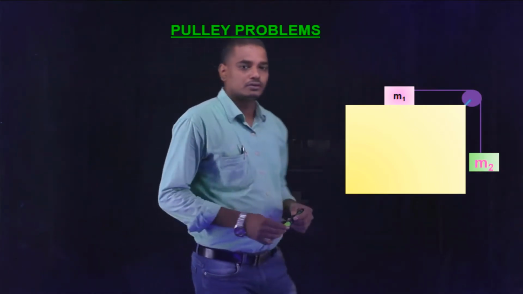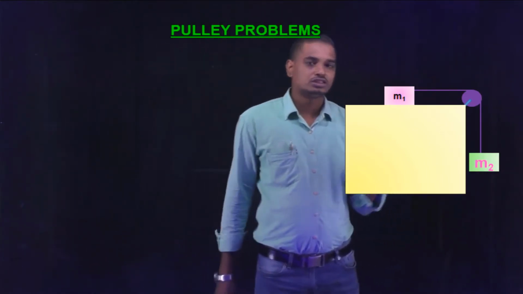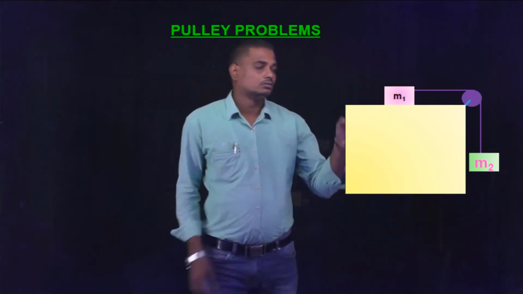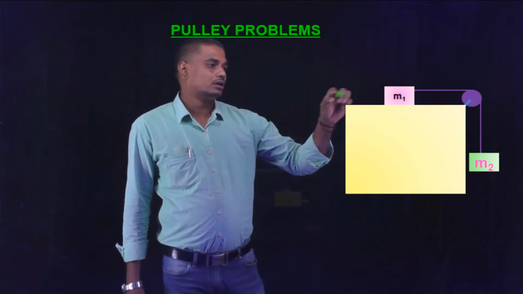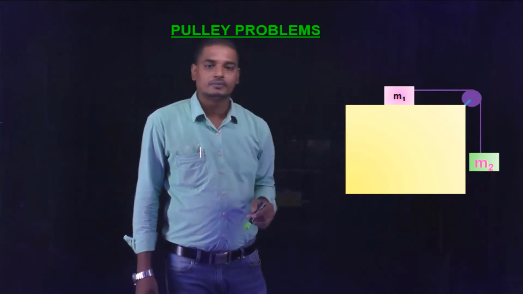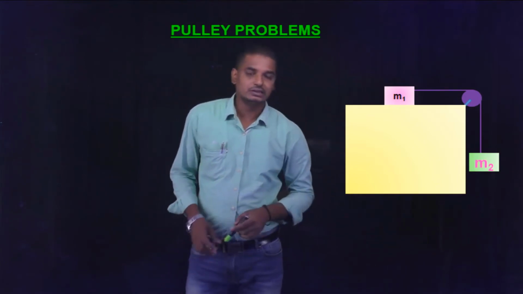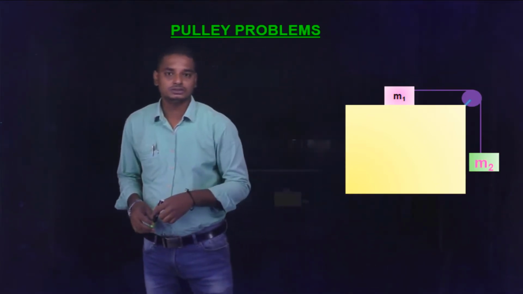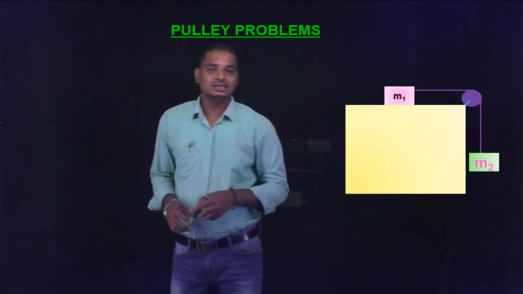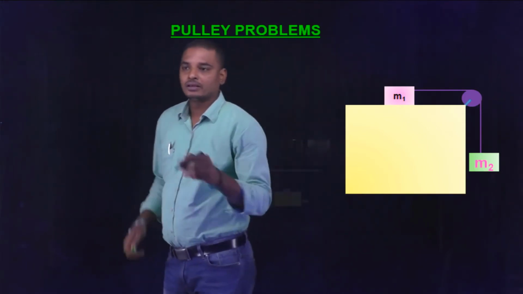So, here two systems are given, two bodies of masses m1 and m2, joined over a cable or a string over a pulley. When the question is given like this, how to solve the problems? Let us draw the free body diagrams in each case for mass m1 and m2.